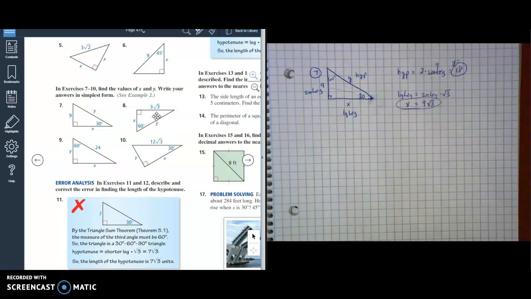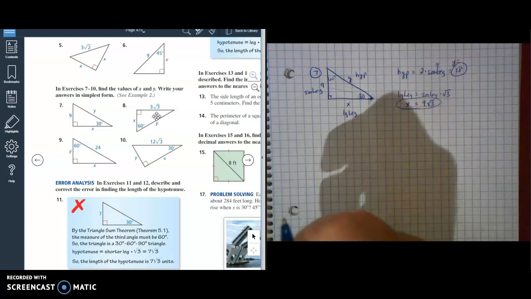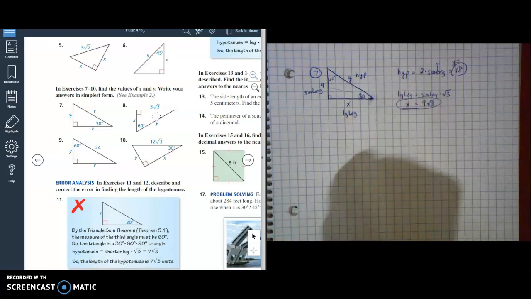So give yourself a pause moment. Make sure you can go through those steps. All right, moving on. Let's take a look at number 9.